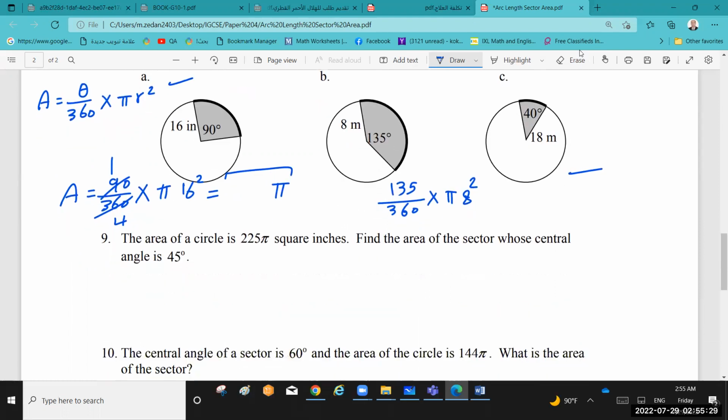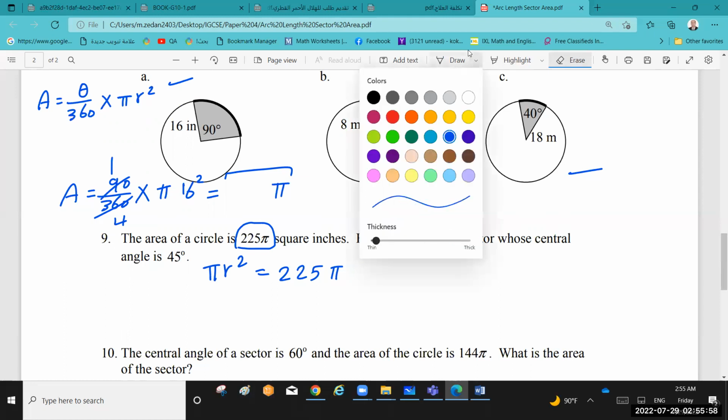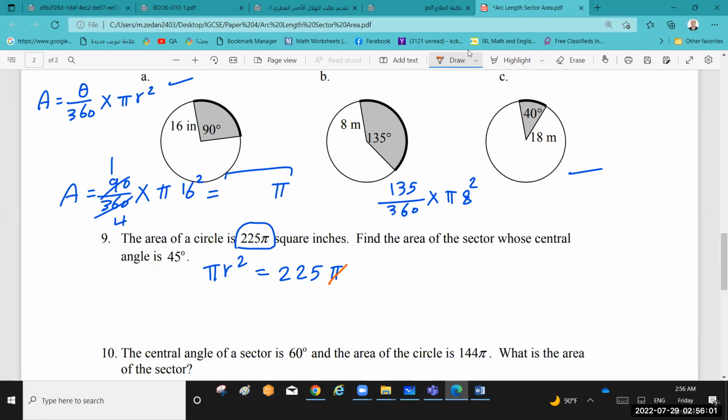Let's go to number 9. Now the area of the circle is given as 225 pi square units. From this, you can calculate r first. The area of a circle is pi r squared, so pi r squared is equal to 225 pi. Dividing each side by pi, r squared is equal to 225. So r is the square root of 225, which is 15. So the radius of the circle is 15.